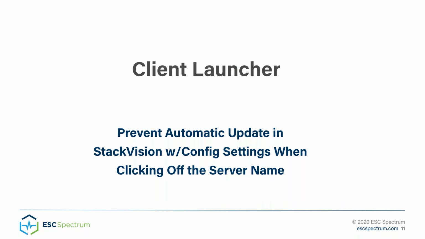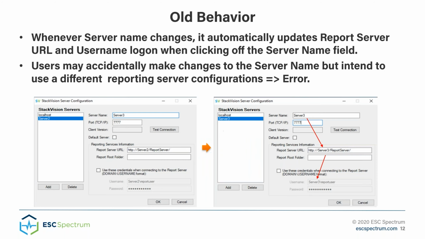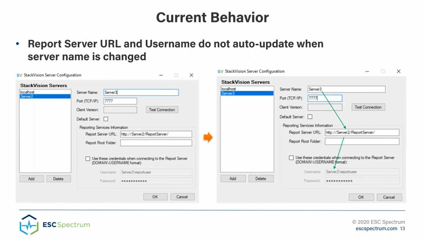Client Launcher: prevent automatic update in StackVision with configuration settings when clicking off the server name. Previously, a StackVision with configuration settings automatically updated when a user clicked off the server name. So it was possible to accidentally change the report server URL and the report server credentials without noticing. Now, the report server URL and username do not auto-update when the server name is changed.